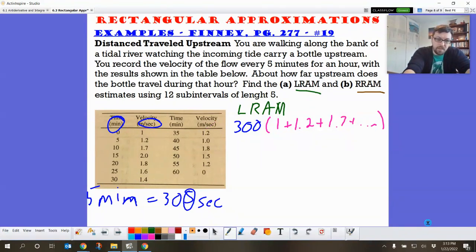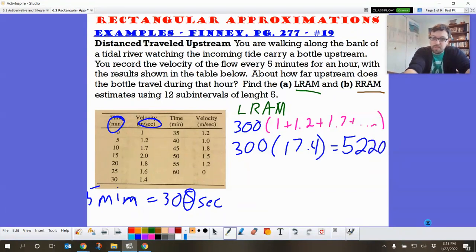So the left-hand approximation, let me just cheat because there's no reason to watch me type stuff into the calculator, is going to be 300 times 17.4, which is 5,220. So this is the number of meters it has traveled according to the left-hand rectangular approximation method.